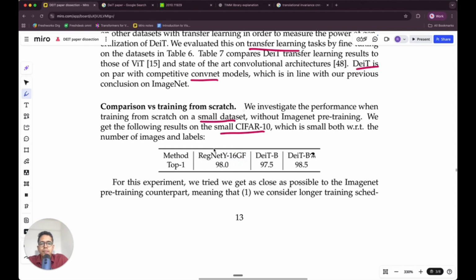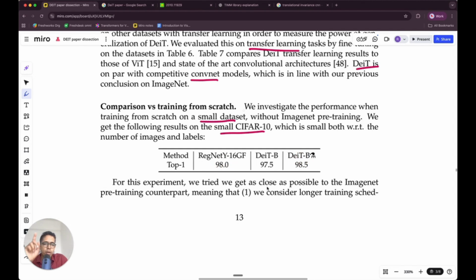So for CNN, oh no, not CNN. I guess this is the CNN alone. If you use CNN alone, it has 98% accuracy. If you use the data efficient image transformer baseline model, it has 97.5. If you use the baseline model with distillation, it has 98.5. So here also, this baseline with distillation is outperforming CNN.